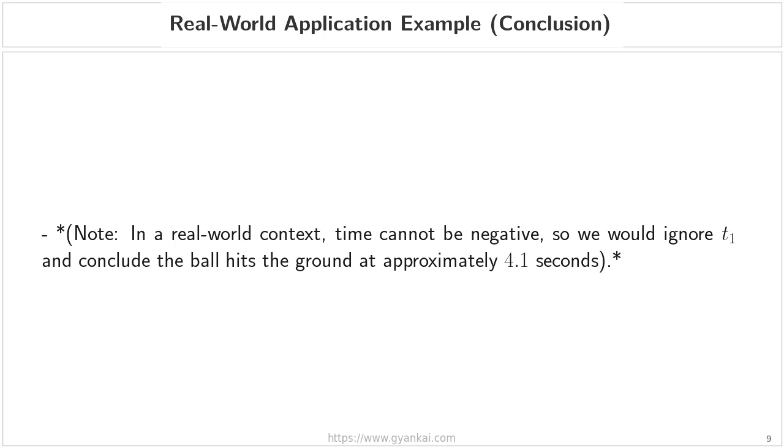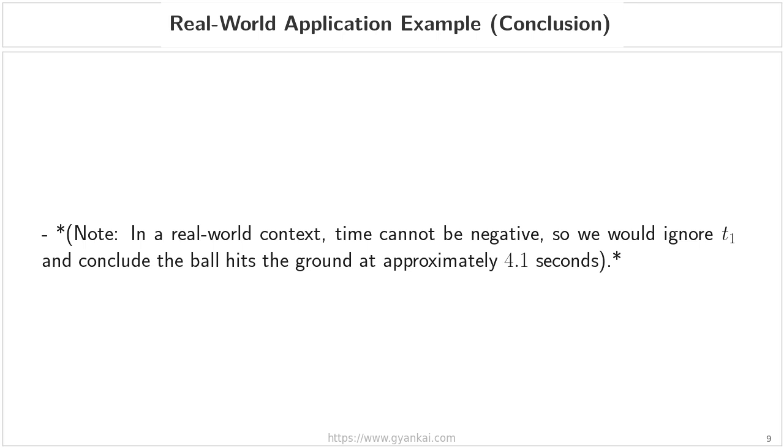Now, before we move on to our final summary, I want to draw your attention to a very important point regarding the results we just calculated. Looking back at our 2 solutions, we found that t sub 1 is approximately -0.098, and t sub 2 is approximately 4.098. Now, mathematically, both of these numbers are correct solutions to the equation.